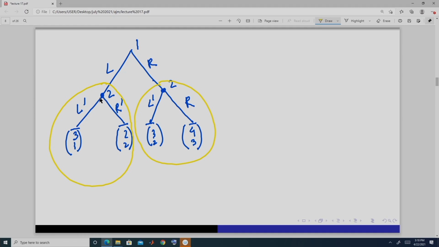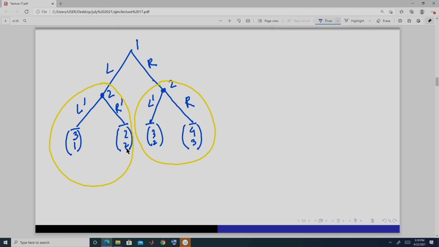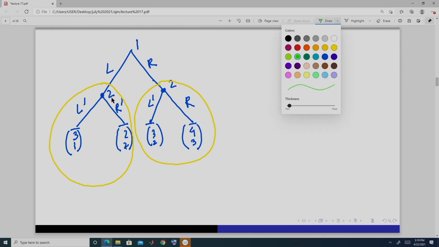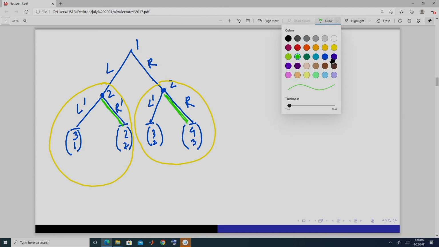So, if player 2 is here, then we know it is optimal to choose this R dash because 2 is greater. So, in this game, this is the action that player 2 is going to choose. In this game, when player 2 is choosing, it is again going to choose this. 3 is greater than 2, here 2 is greater. And then, so this game now it is what?